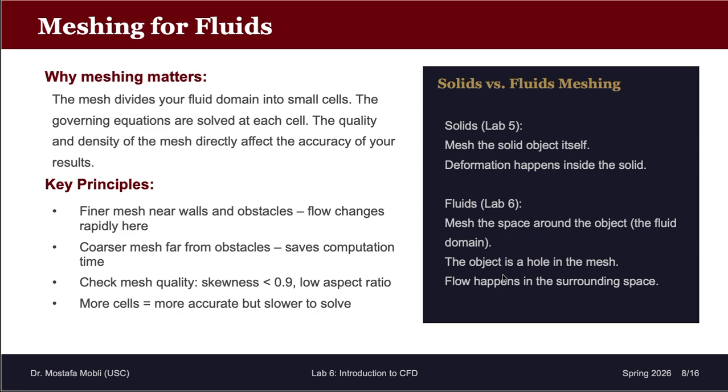We want to make sure that our mesh is a good quality mesh. The skewness should be below 0.9. We're going to learn how to actually check the skewness of the mesh. And the aspect ratio of the mesh should be small. The general idea is that if you have more cells, your results are going to be more accurate, but the solver is going to be slower.